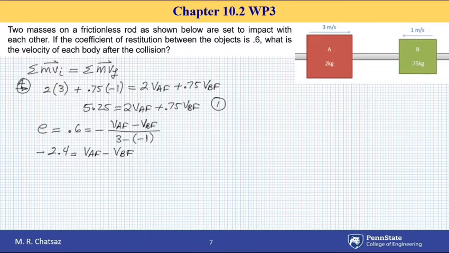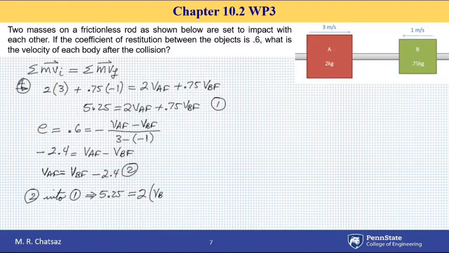We can solve it for VAF. Then VAF equals VBF minus 2.4. So this is our second equation. Then if we plug this into equation number 1, we can then solve for one of the two unknowns. 2 into 1 gives us 5 1/4 equal to 2 VAF, which is equal to VBF minus 2.4, then plus 0.75 VBF. So this is one equation with one unknown.